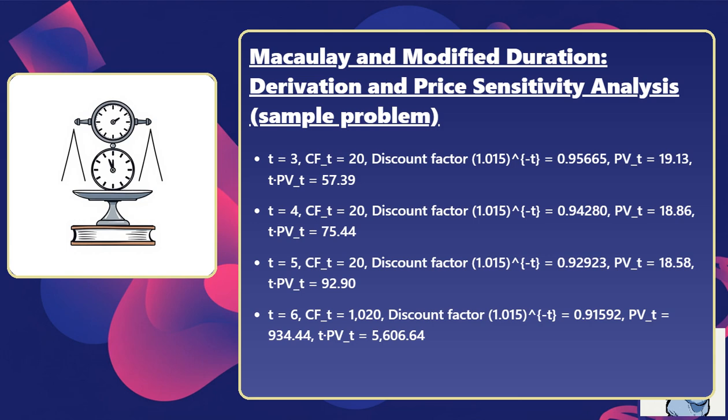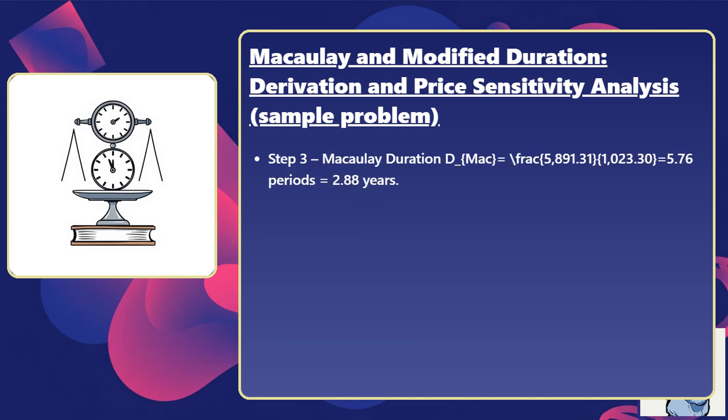T equals 6, cash flow 1020, discount factor 1.015 to the minus 6 equals 0.901592. Present value 934.44. T times present value 5606.64. Sum of present values equals 1023.30. Sum of T times present values equals 5891.31. Step 3, Macaulay duration.